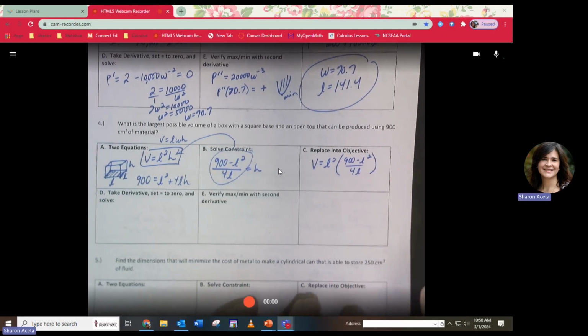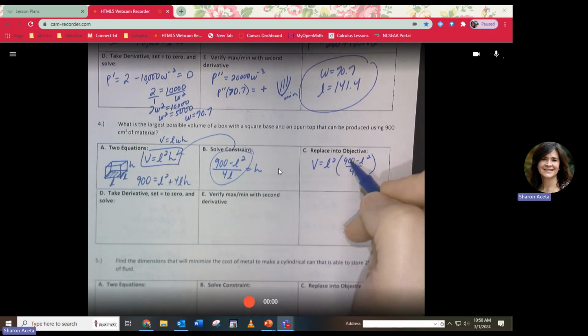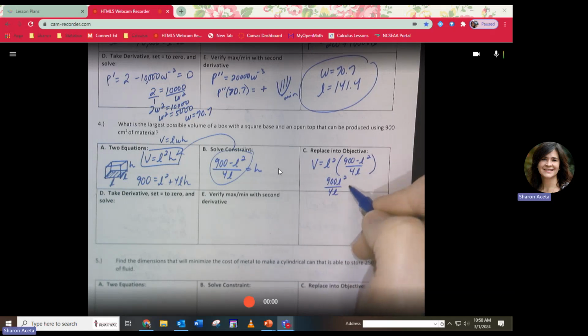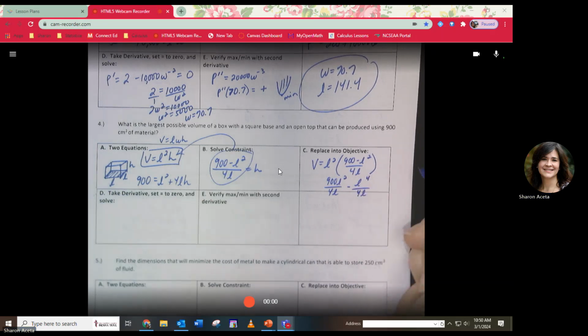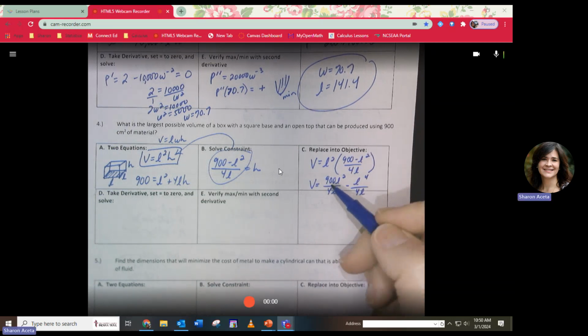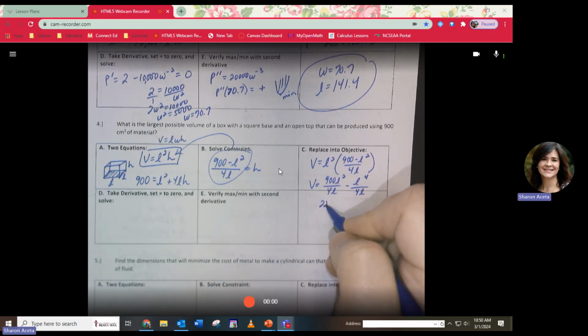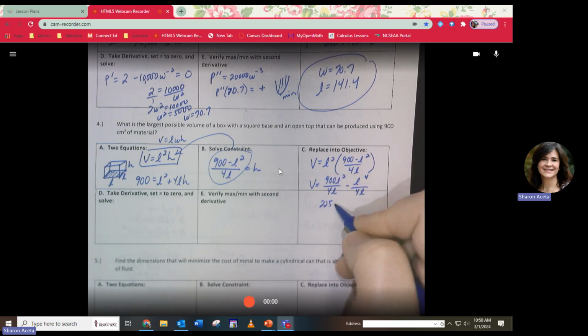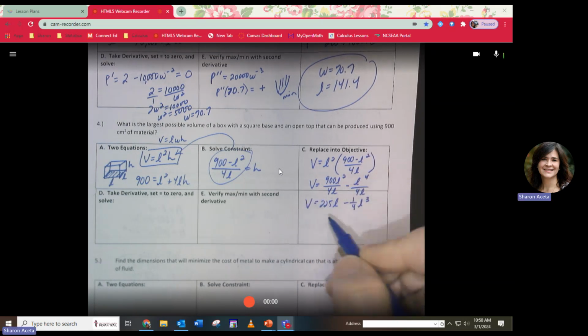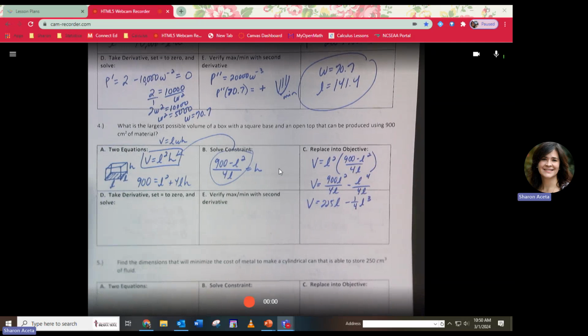We got to clean this up. So L squared times 900 would be 900 L squared divided by 4L. And then this one would be minus L to the 4th divided by 4L. Now watch how I rewrite this, because remember, we have to take a derivative. 900 divided by 4 is 225. L squared divided by L is just an L. If you're dividing by 4, that's the same as saying 1/4. L to the 4 over L is L to the 3rd. So that is the volume that we're going to take a derivative of right here.